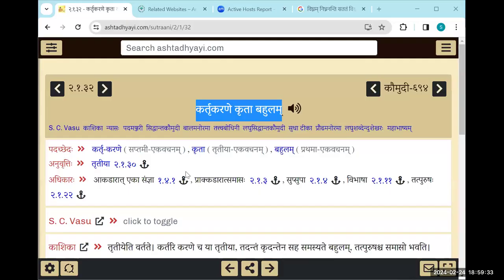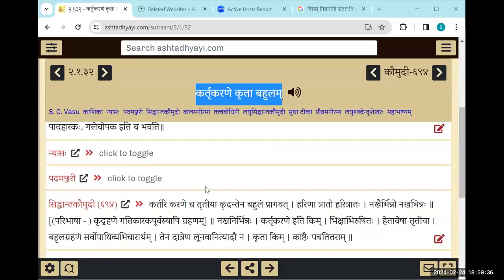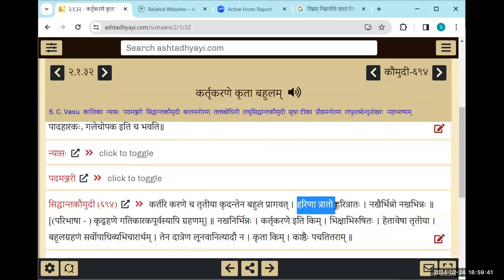Okay. Now let's look at the example. We'll see more about it in a minute. Okay. What is the example? Look at this now. Harina Trataha. Haritrataha. Harina Trataha. What do you think is Trataha? It's Kridanta. What is the Pratipadika? Trata. What is the last letter in that? Ta. What pratyaya is it likely to be?